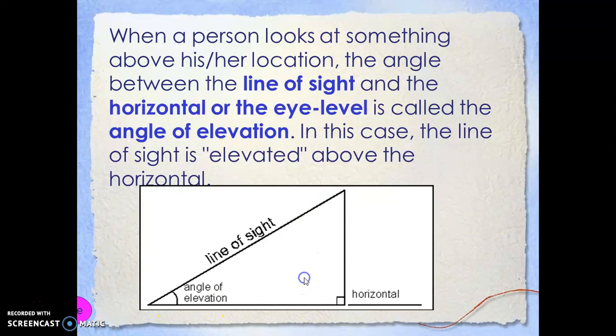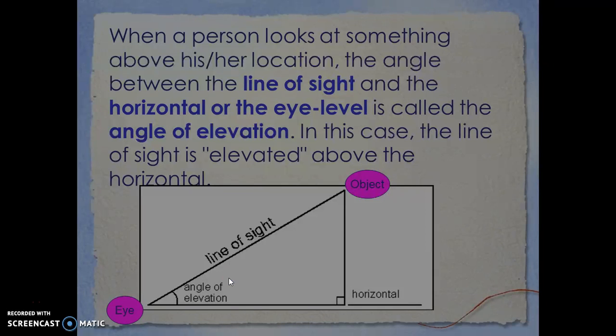So I repeat, if you are the observer and you are looking at something, here is your eye level, and you're looking at something above your location. Let's say this is the object here. Now, your line of sight and the level of your eye can form an angle, and that is called the angle of elevation.